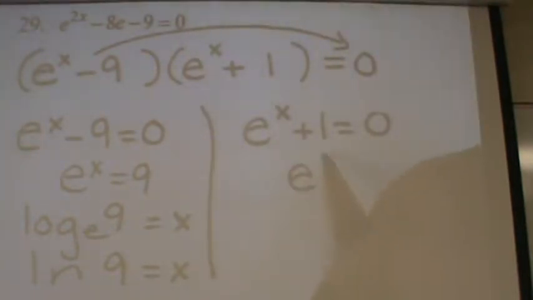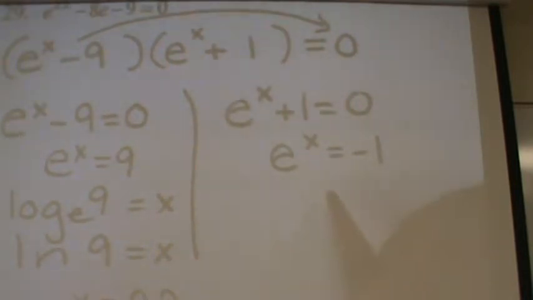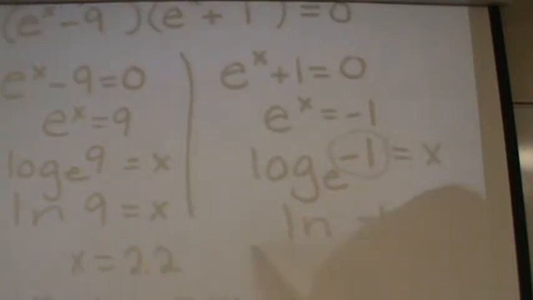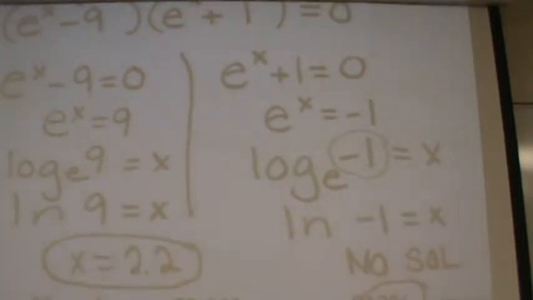I heard someone said you can't. Why can't you? Yes, you're right. Because when you start writing this out, you notice you can't take the ln or log of this number, it can't be a 0 or a negative. If you try to do it on your calculator, no solution on that side. So the only answer is this one.